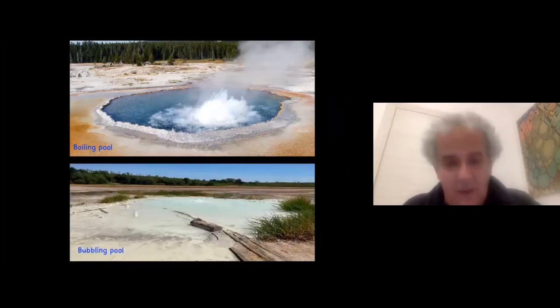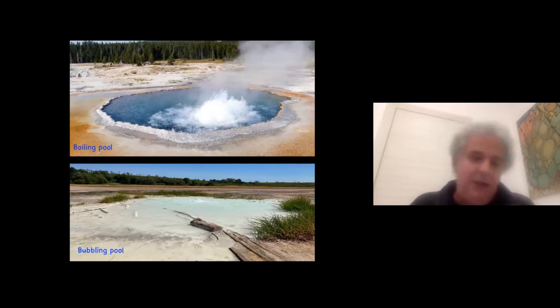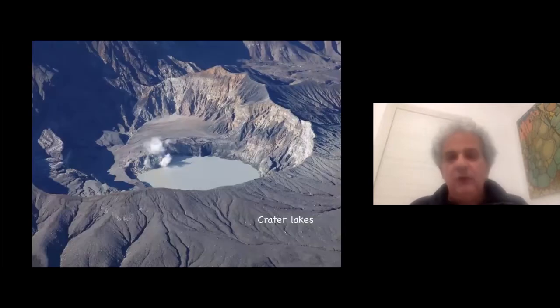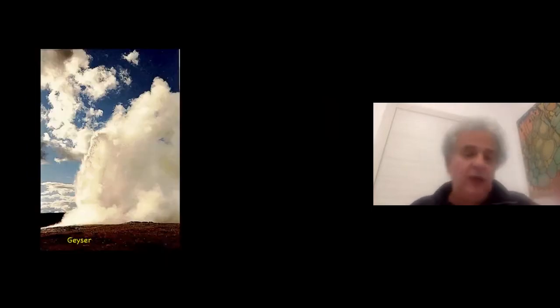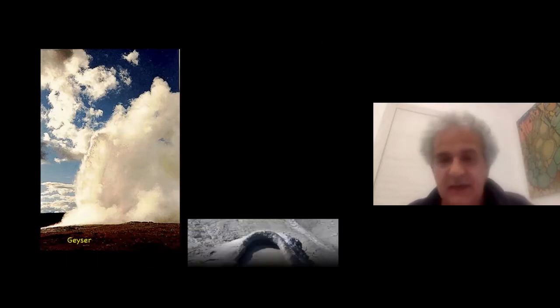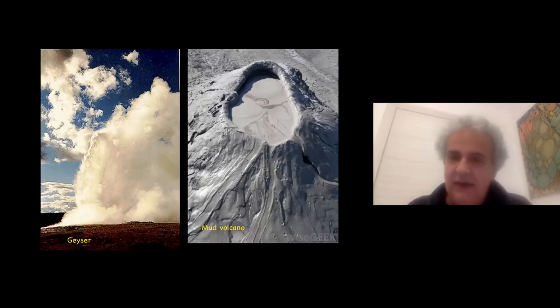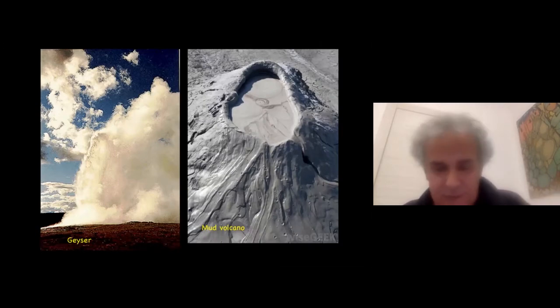Or we have a bubbling pool. The difference basically is the temperature. Bubbling pools are usually very low in temperature, 20, 30, 50 degrees. Boiling pools, we are up to 100 degrees. Then we have crater lakes. This is an example from Poas, where you have the fumaroles that are interacting with a water body, like a lake. Then we have the geyser, another beautiful example, typical of Yellowstone and Iceland. We have also, very rarely in volcanic environments, mud volcanoes.